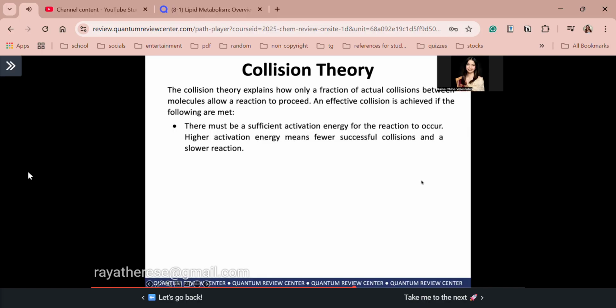So, first, there must be enough activation energy for the reaction to occur. Okay? So, what is activation energy, guys? So, activation energy is the minimum energy we need in order for our reaction to happen. Okay? So, higher activation energy means that we have fewer successful collisions and therefore a slower reaction. Tandaan na, pag mataas ang activation energy, konti lang ang successful collisions and that will result in a slower reaction. Okay? Tandaan guys, minimum activation energy lang kailangan natin in order for a reaction to happen.